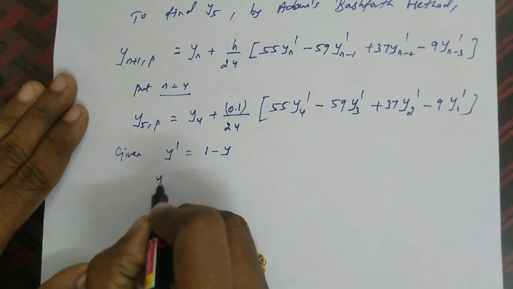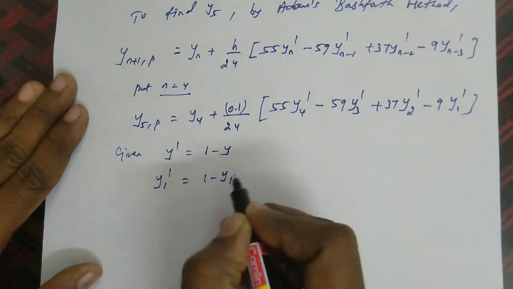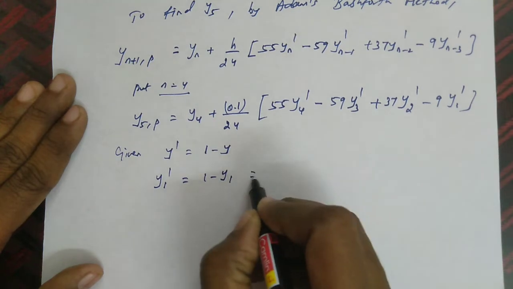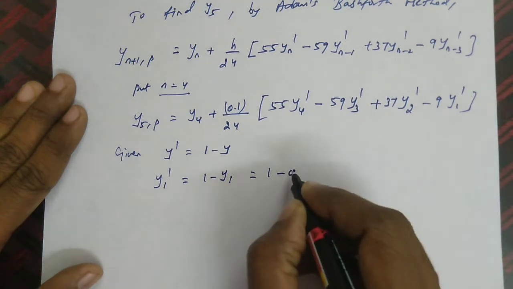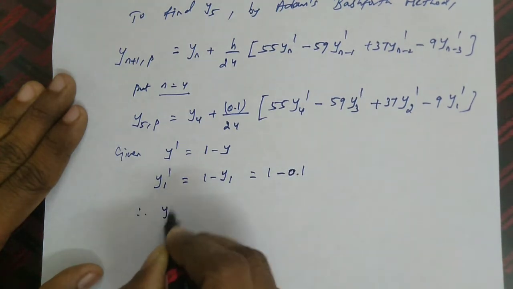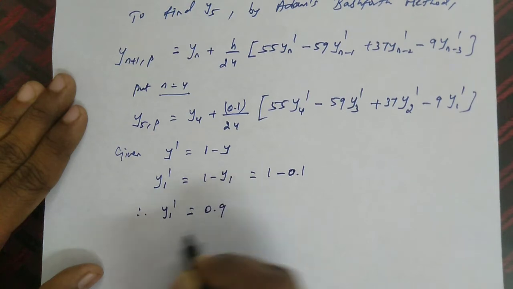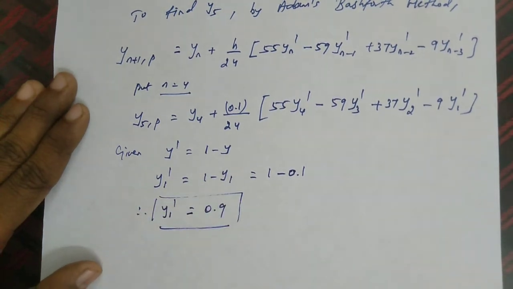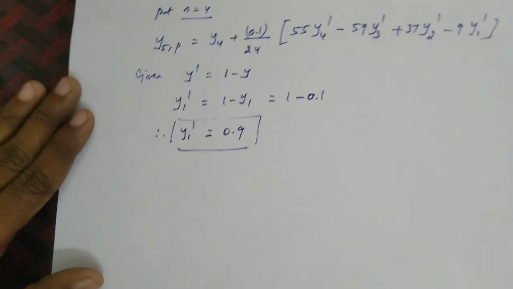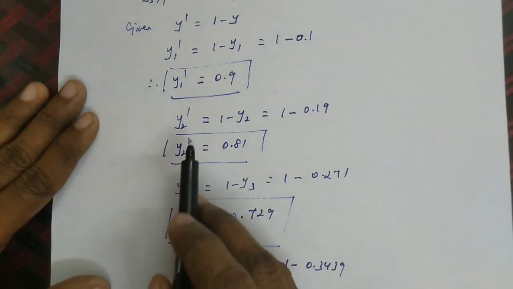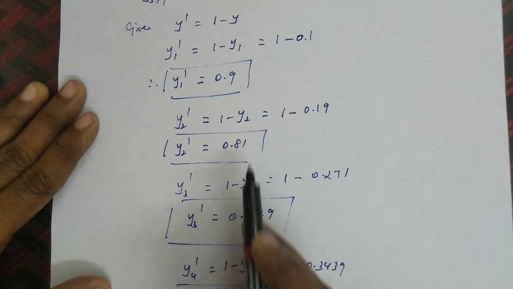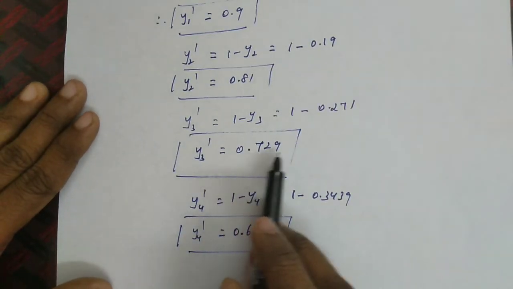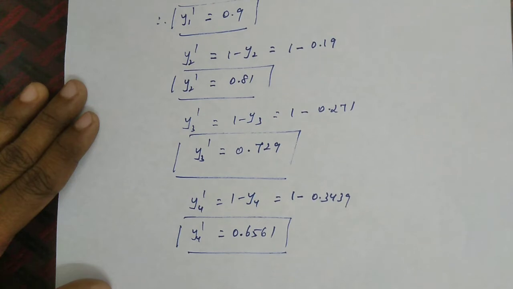From this, y1 dash equal to 1 minus y1. We got the value for y1, which is 0.1. Therefore, our y1 dash equal to 0.9. Likewise, we are going to find the value for y2 dash, y3 dash and y4 dash. By the same manner, y2 dash is 1 minus y2, that is 1 minus 0.19, which is 0.81, and then y3 dash is 0.729 and y4 dash is 0.6561.